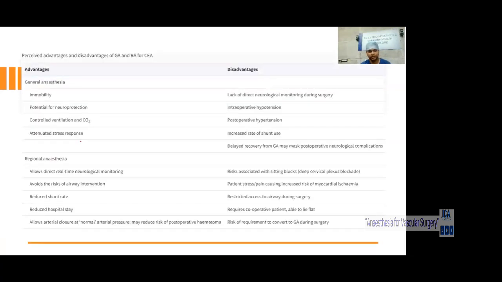The advantages of general anesthesia are mainly immobility, potential for neuroprotection and controlled ventilation. The lack of direct neurological monitoring during the surgery, intraoperative hypotension, postoperative hypertension, and the increased rate of shunt use are some of the disadvantages. Regional anesthesia allows direct real-time neurological monitoring and so reduced shunt rate and reduced hospital stay. But there are risks associated with the blocks and the patient has to be cooperative. He should be able to lie flat and there is restricted access to the airway during the surgery.